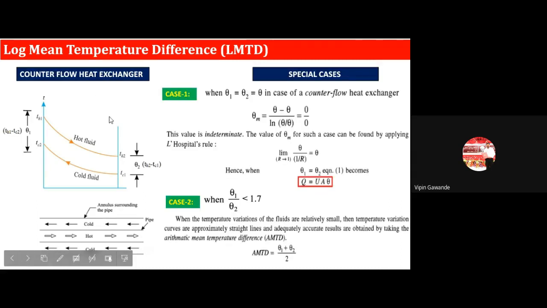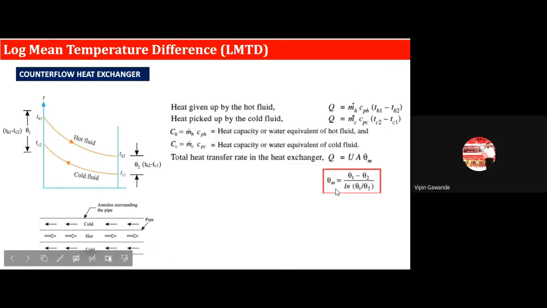Now we'll take the special case. Suppose you consider a counter flow heat exchanger and the condition occurs where theta 1 is equal to theta 2. We know that the LMTD formula is theta 1 minus theta 2 divided by ln theta 1 by theta 2. If theta 1 is equal to theta 2, then this becomes indeterminate. So we can't calculate this directly, because Q is equal to UA theta m. If these both temperature differences are the same, then the value becomes 0 by 0.